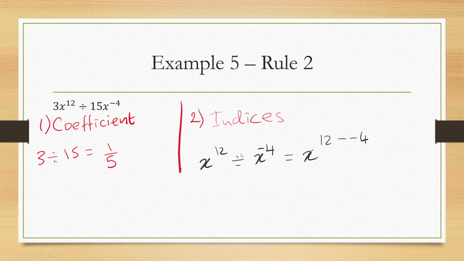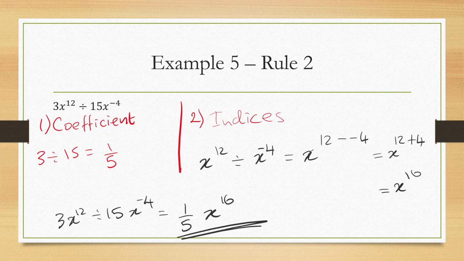People always go, oh yeah, because I have minus here, just forget this minus here. No, that would give the wrong answer. Because if you think about it, if you miss out this minus, you would just be left with 12 minus 4, which is the same as the answer above. But now this answer is different. As you can see, x to the power of 12 minus minus 4 is the same as saying 12 plus 4, because minus minus makes plus, which is the same as saying to the power of 16. The answer is 1 over 5 x to the power of 16.